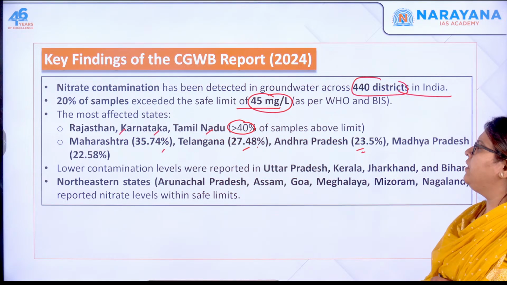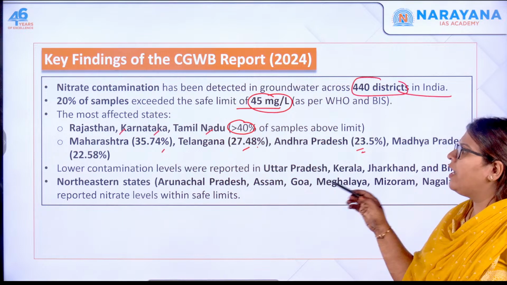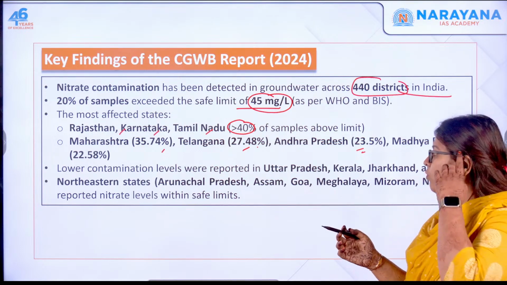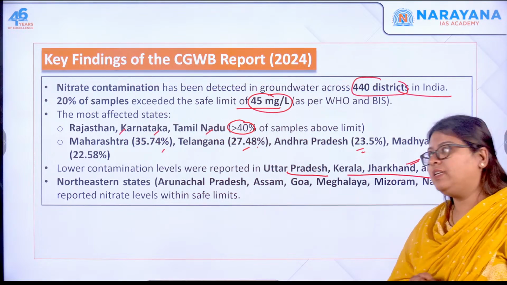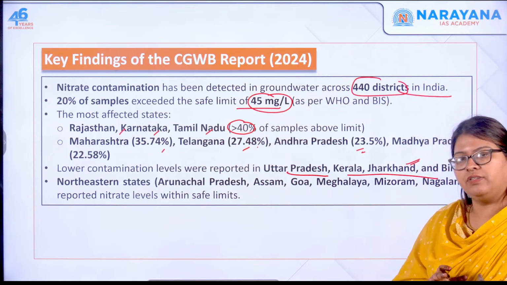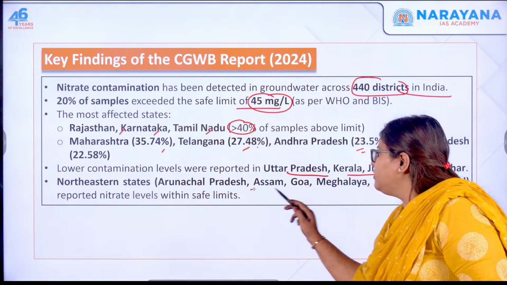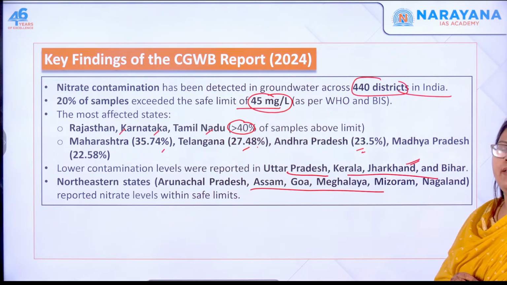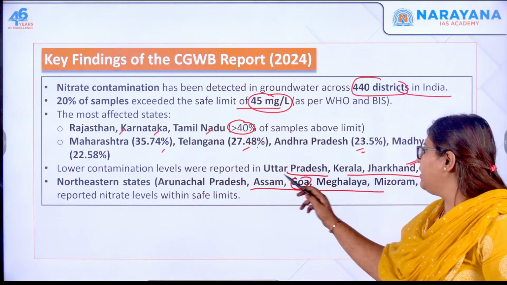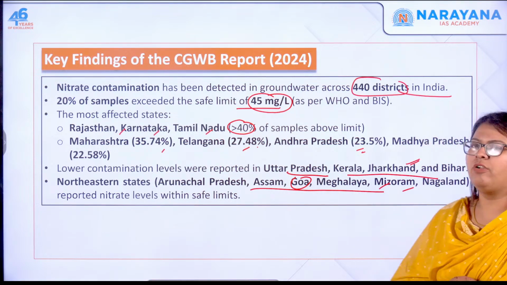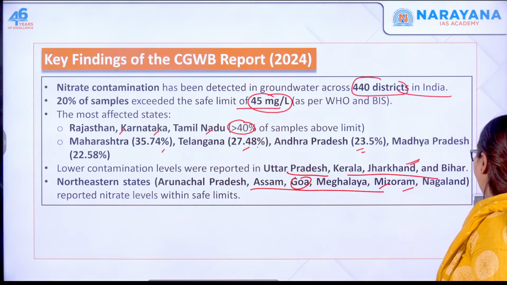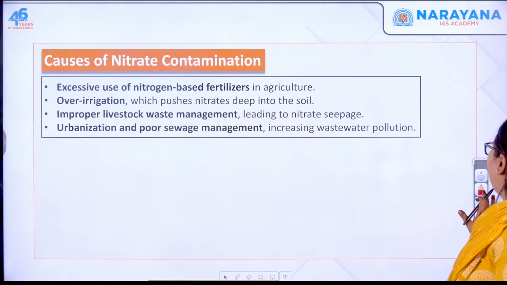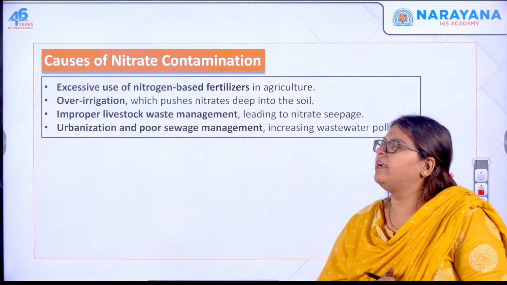the prescribed limit. Next one, the lower contamination level surprisingly was noted in Uttar Pradesh, Kerala, Jharkhand and Bihar, and northeastern states were within the safe limits. That is Arunachal Pradesh, Assam, Goa, and then Mizoram. Leave away Goa, the other states also, Mizoram, Nagaland, all these reported the nitrate levels which were very, very safe, okay. Now, moving forward, what are the causes of nitrate contamination?